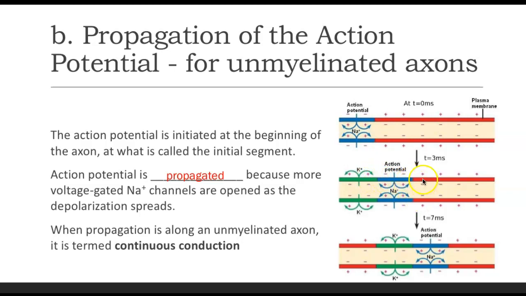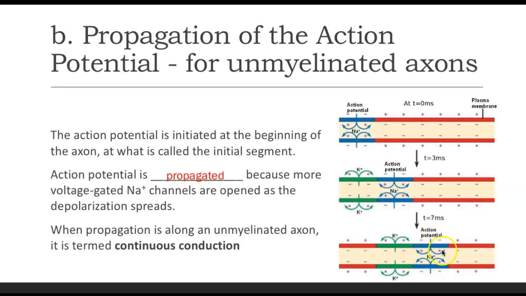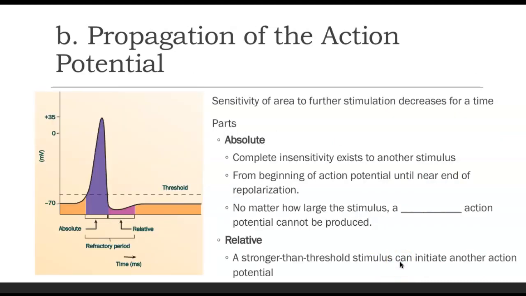As we're continuing, more of those voltage-gated sodium channels are opening, and that's how we're able to spread that depolarization and continue down the axon. In an unmyelinated axon, this is called continuous conduction. Now, when we have an action potential taking place here, this portion behind it that has the potassium doors open is going through a refractory period, meaning that that area is not going to be able to have another action potential take place. So we have two types of refractory periods. We have an absolute and a relative.